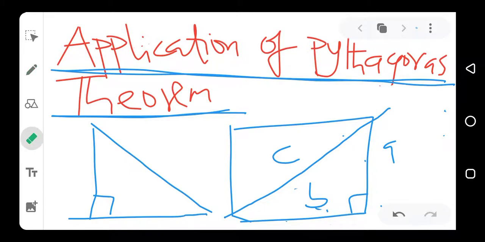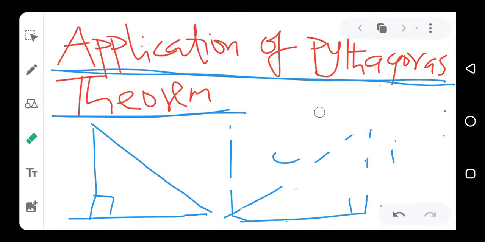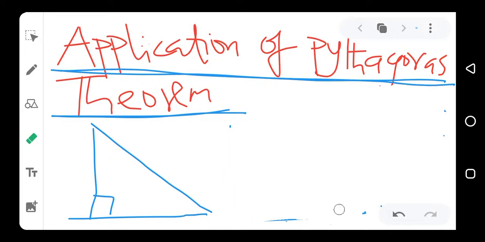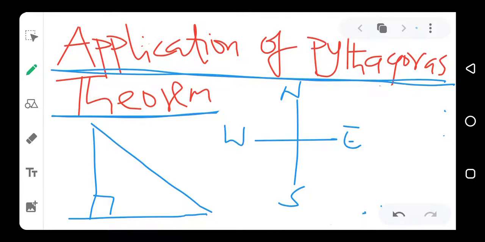In another way, if we have somebody moving through the cardinal points, we can also use the Pythagorean theorem to calculate the person's distance. Take for instance, we know that in cardinal points we have north, south, east, and west. Now take a situation where somebody is moving from north coming down to south, and then at a place he starts going to the east.